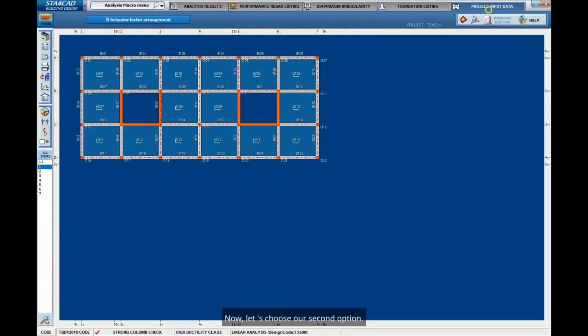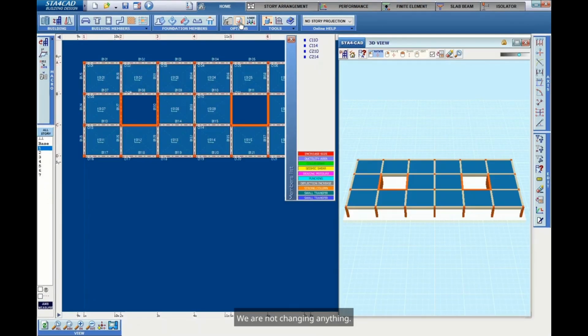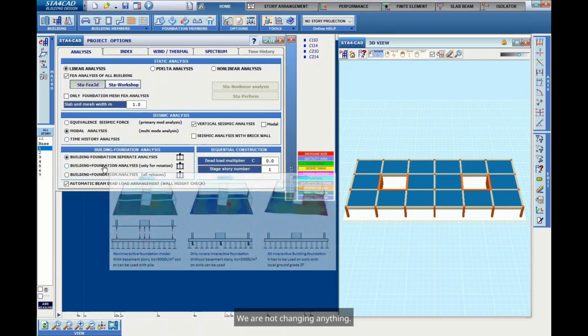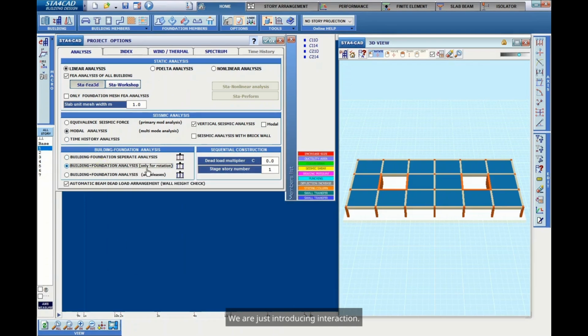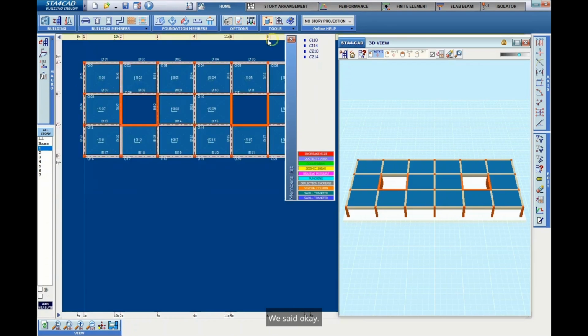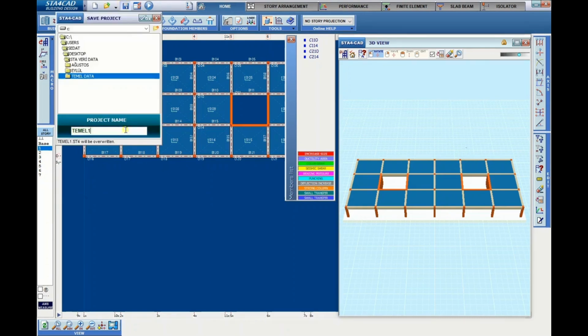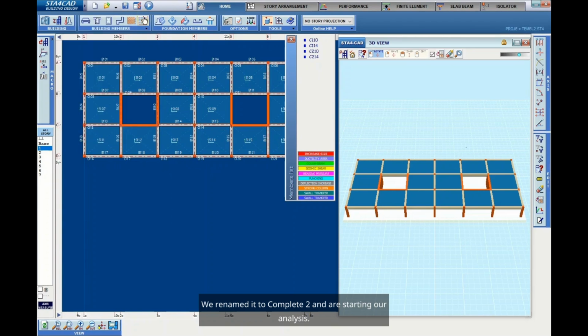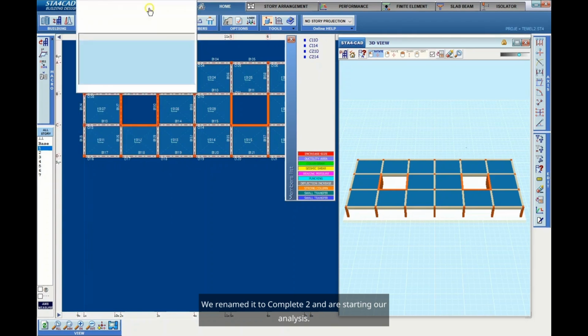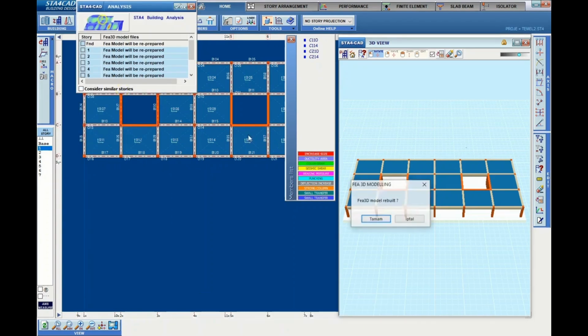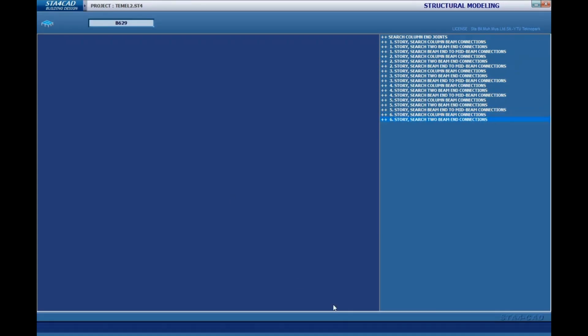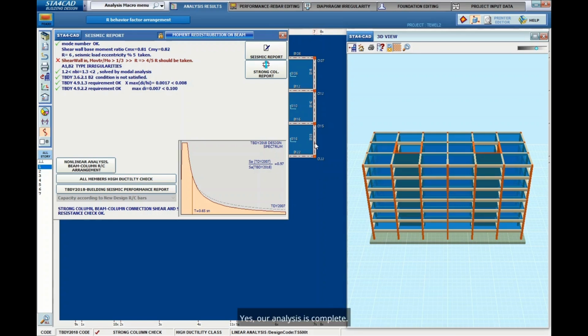Now, let's choose our second option. We are not changing anything. We are just introducing interaction. We said OK. We renamed it to Complete 2 and are starting our analysis. Yes, our analysis is complete.